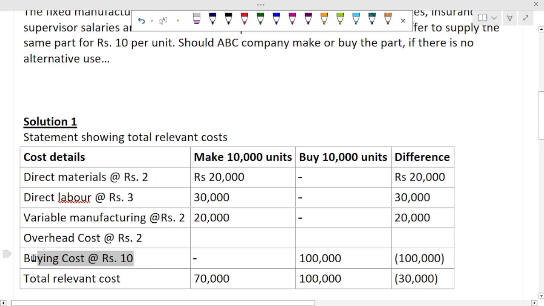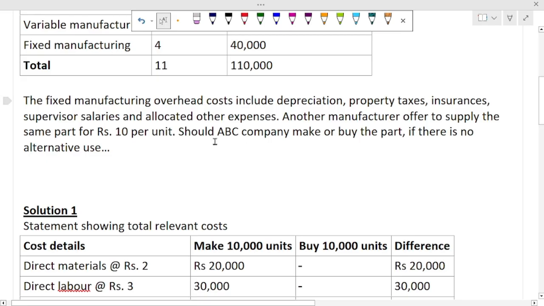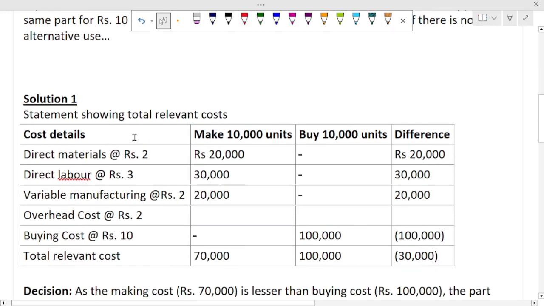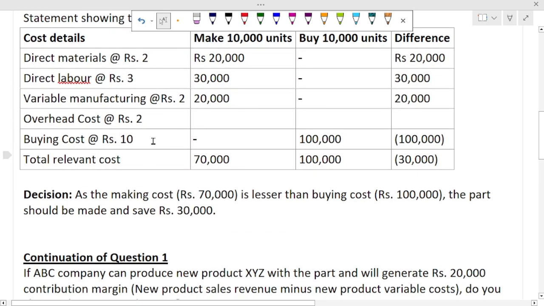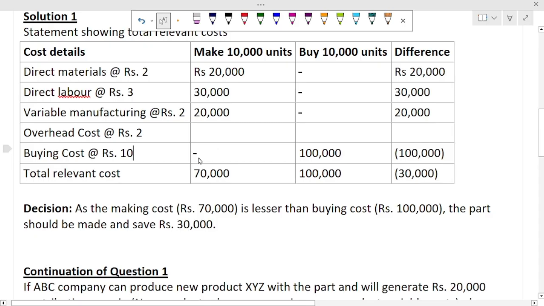Now buying cost is what? At 10 rupees. Where is this 10 rupees coming from? Part of the equation. Look at it here. Another manufacturer offered to supply the same parts for 10 rupees per unit. Okay, is that okay? Okay, come back now. Please, are we clear with that? So that means for making, of course, there will be nothing here. There is no buying cost for making according to the equation.